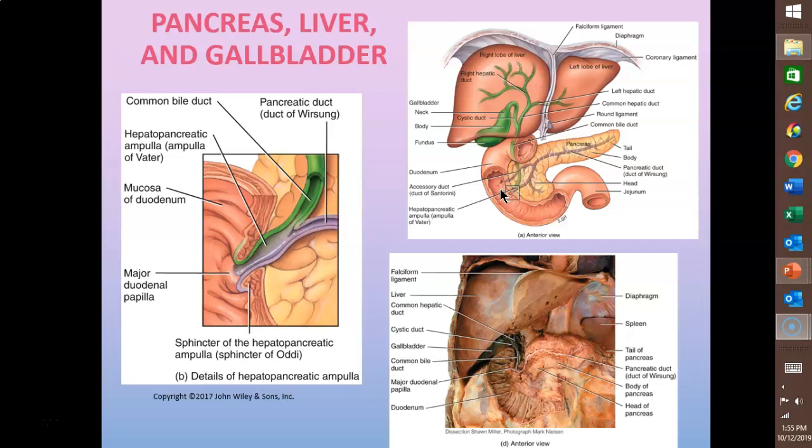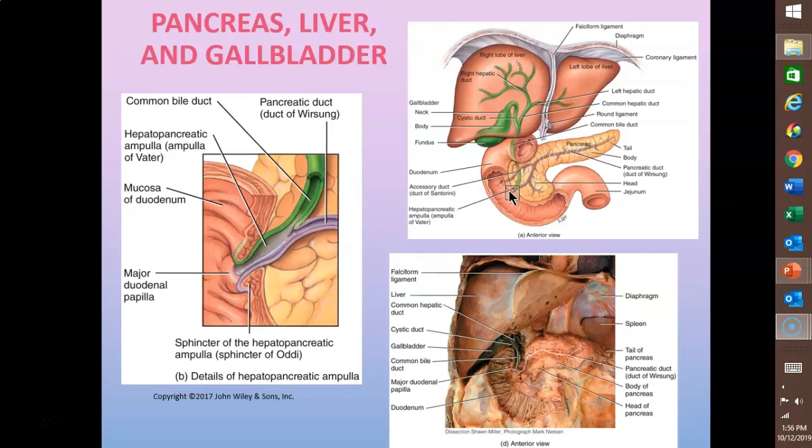Now, normally the hepatopancreatic sphincter has this duct closed so that the secretions from the pancreas and the gallbladder cannot get into the duodenum unless cholecystokinin has been released, and that, of course, is in the presence of food. So if there's no food in the duodenum, the hepatopancreatic sphincter is closed.